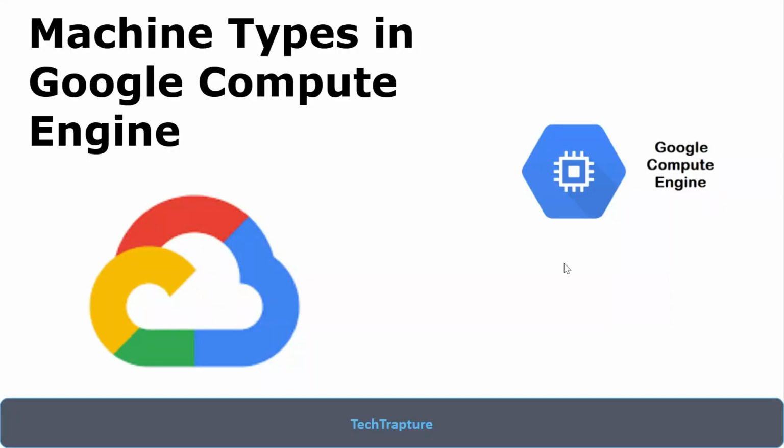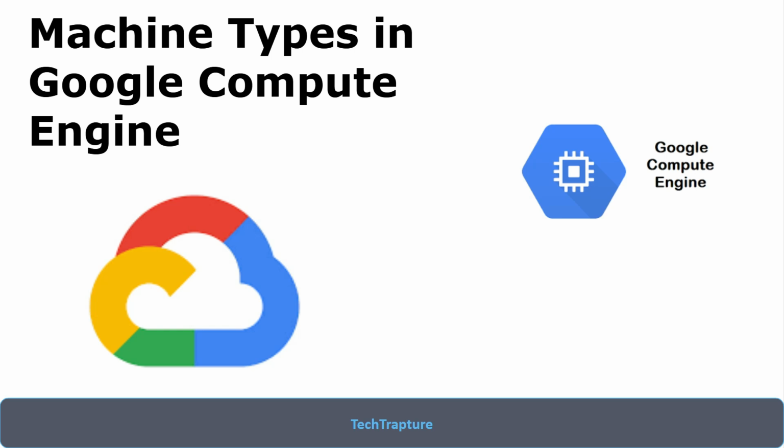So in this video we are going to discuss machine types in Google Compute Engine. Let's take an example. If you want to purchase a laptop, what will you look for? You will look for the configuration: how much RAM it has, how many CPU cores it has, how much hard disk size it has, and based on that it will decide the price of your laptop. Okay, so the better the configuration, the higher the price.